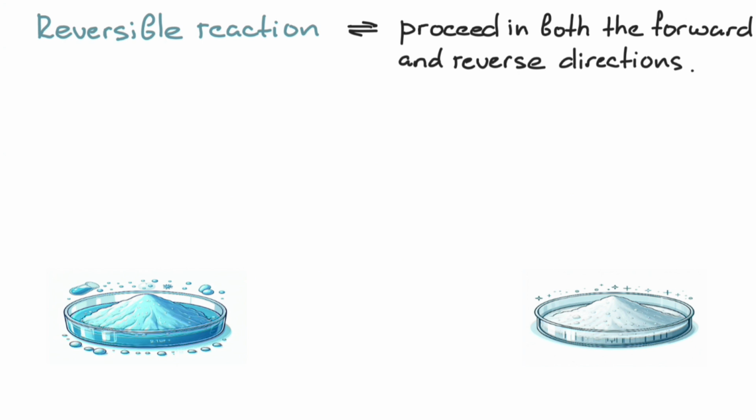Comparing the irreversible process with a reversible reaction, you will find that reversible processes are those that can proceed in both forward and reverse directions. In the case of chemical reactions, it means that reactant can form product and product can form reactant at the same time. As an example, here we will apply the reaction of copper sulfate pentahydrate. Let's draw.